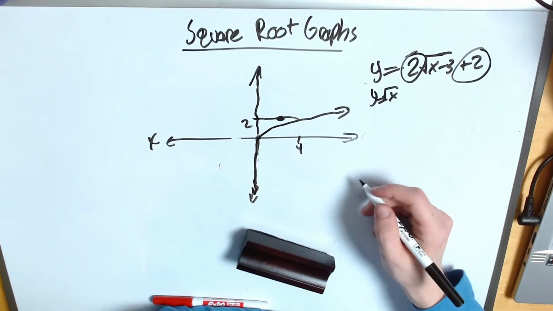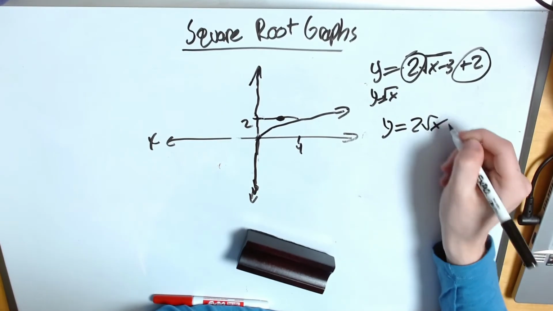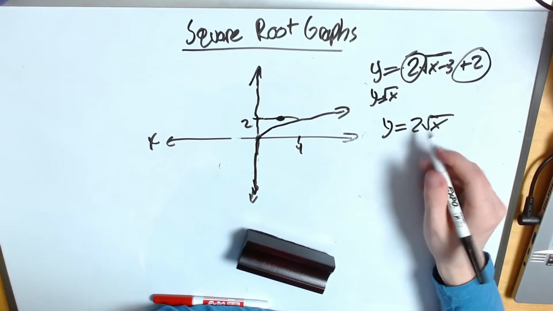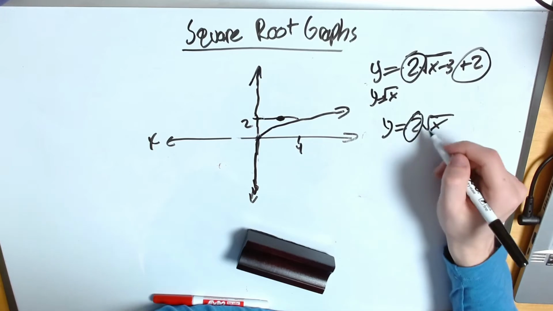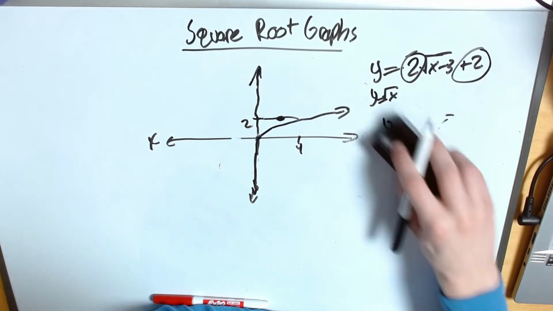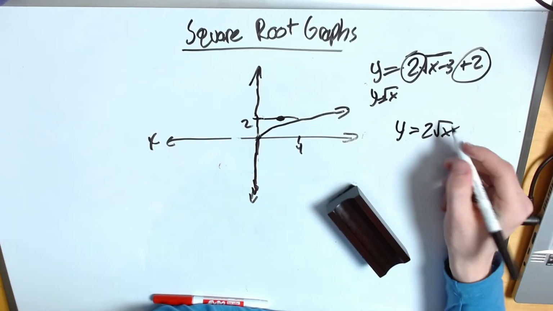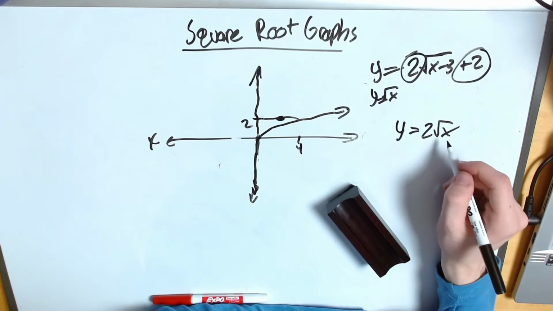But what is this 2 going to do? Well, if we think about it like this, just so we can do a simple value, we can absorb the effects that this number has being next to the square root, and then we can imagine how that's going to affect our graph, right? So y equals 2 times the square root of x.